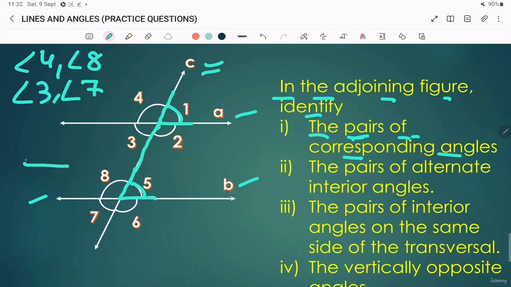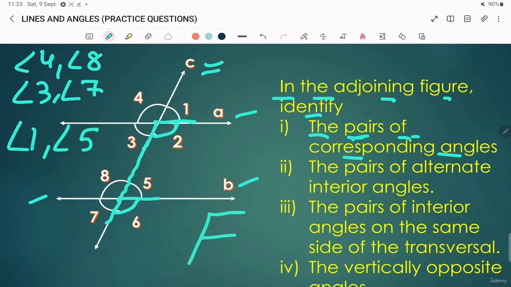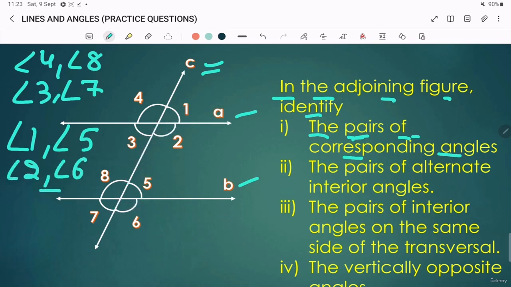You are getting something like this, a letter F. Therefore, these are corresponding angles, angle 1 and angle 5. Angle 2 is like this and angle 6 is like this. Now join them. You are getting something like this, a letter F. Therefore, fourth pair is angle 2 and angle 6. This is our answer.